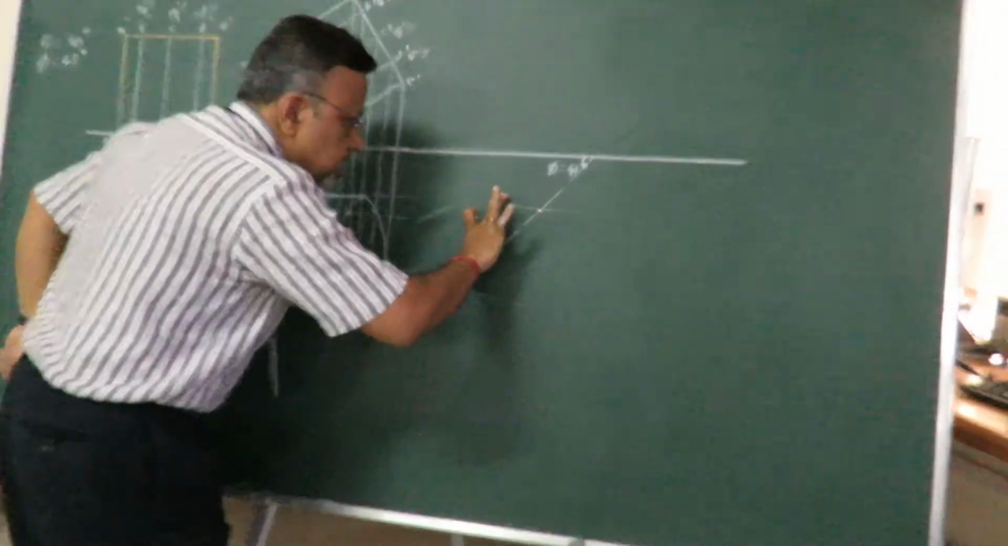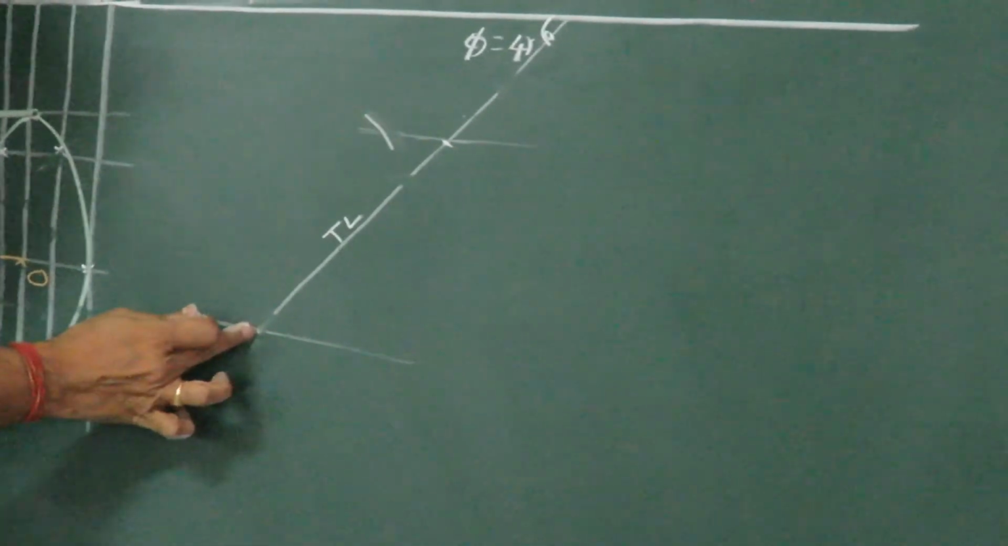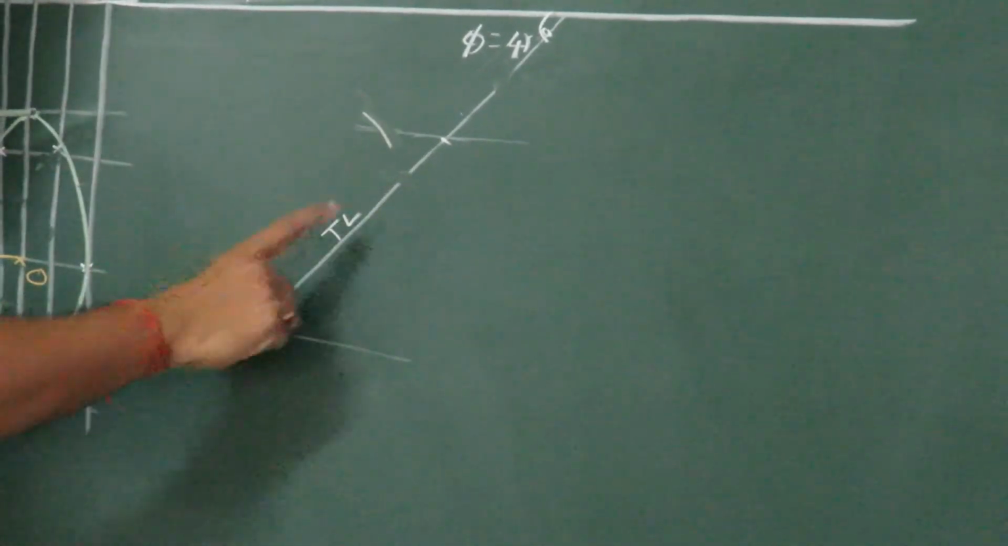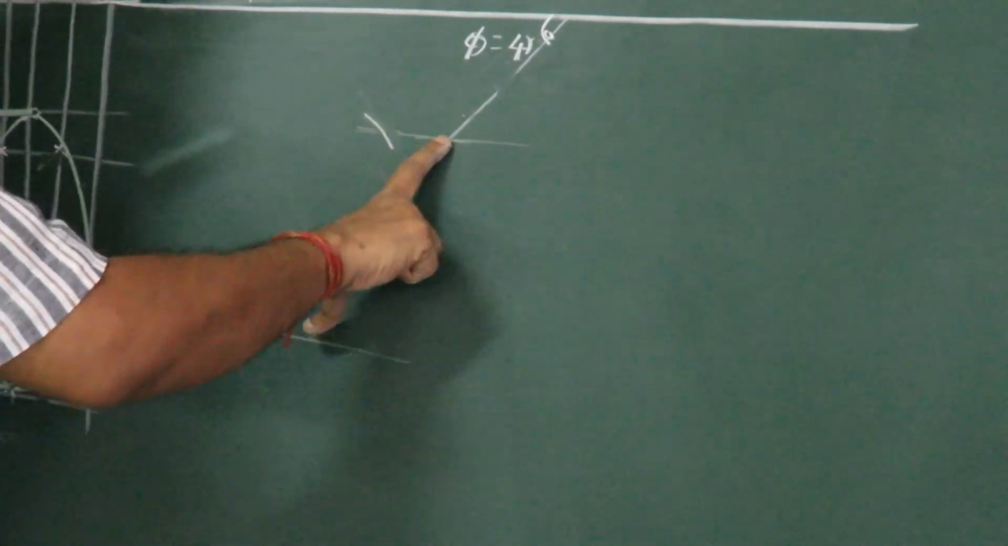Now with this as center, I will draw an arc. Now remember what I am doing? With this as a center, draw an arc. Either do it in this way, or take this length with this as center, you can also cut it.